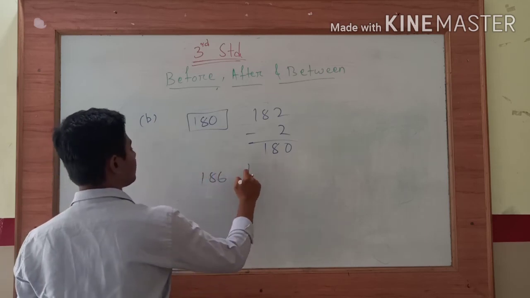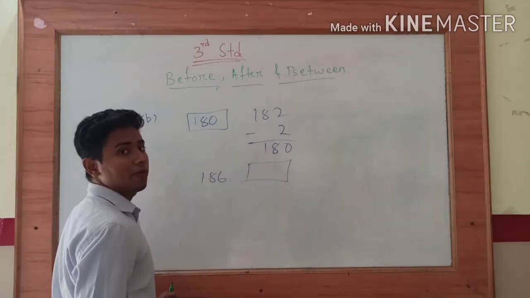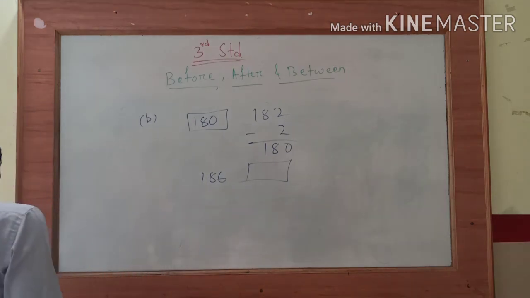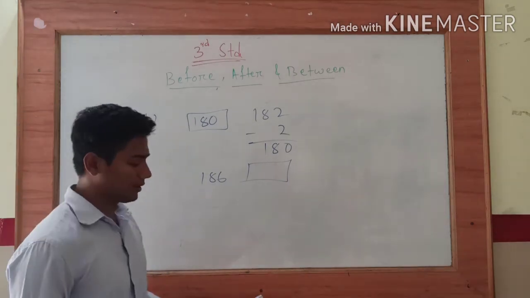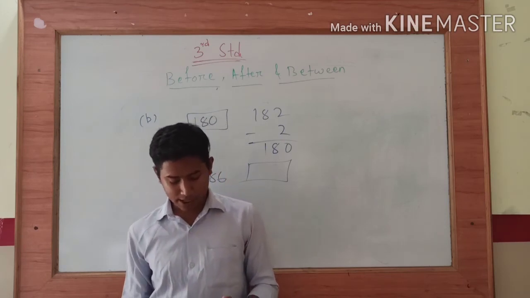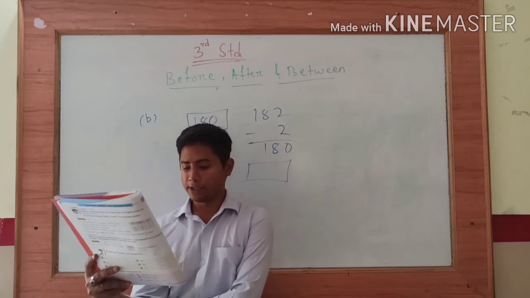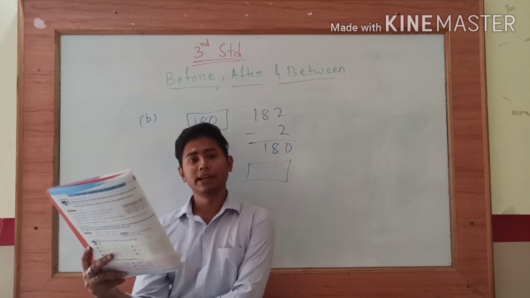186 is given. You should find the next number, count by 2. You can find it out. This is very easy. So you can do it. Now move to the next part. Fill in the blanks. Everyone got it? Page number 613. Fill in the blanks.